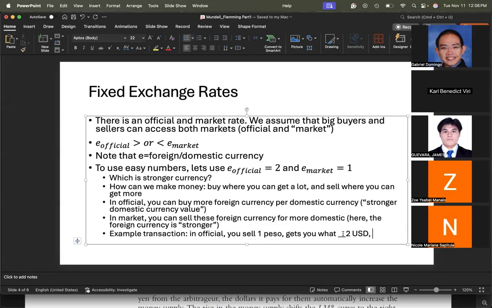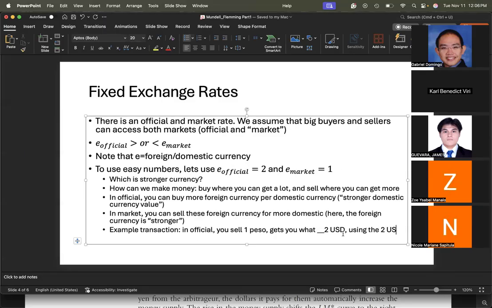Meantime, using the 2 US dollars, what happens next? You sell where? In the market, the free market. And if you sell the US dollars in the market, what will you get? Since it's 1:1, you get 2 pesos. Right? So what's your profit? It's 100% profit because you double your money basically, right? From 1 peso, you now have 2 pesos. Does this make sense?